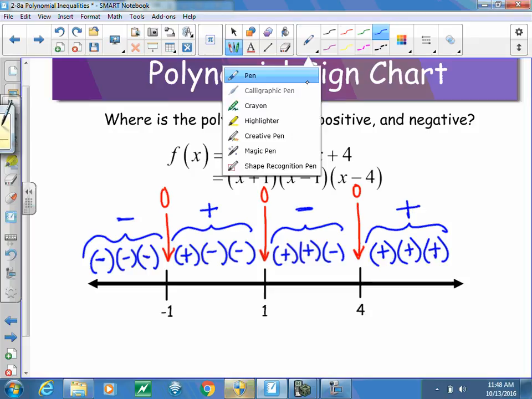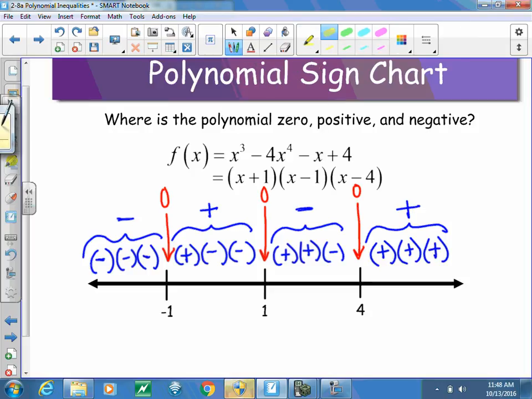So what this is helping me do here is it's telling me where my graph is going to be positive and where it's going to be negative. Where x is less than -1, it's going to be negative, so I'm going to be below the x-axis. Here where I am between -1 and 1 it's going to become positive, so I'm going to be above the x-axis. From 1 to 4, I'm going to be below since it's negative, and then for when x is greater than 4, I'm going to be positive. This is a general sketch of what our graph is going to be looking like.